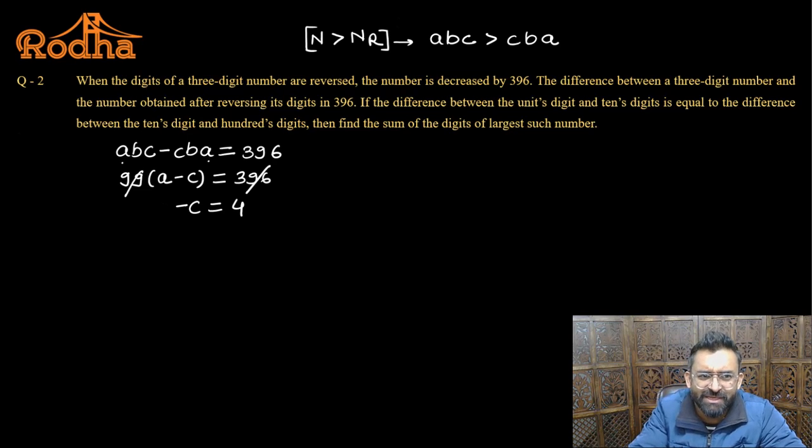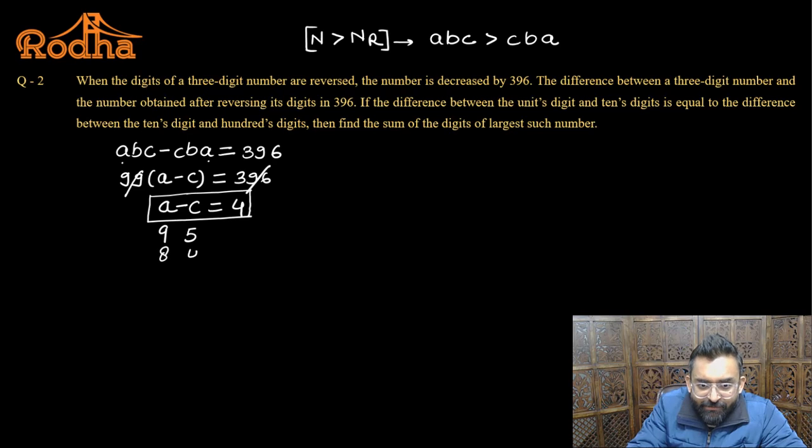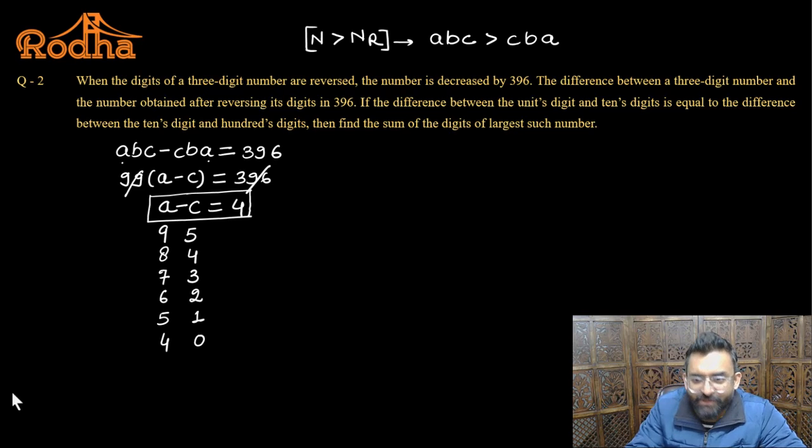This is what we have as of now. In the previous question, A minus C was 5. Here, A minus C is going to be 4. Is that okay? Now, we have to make cases here accordingly. Let's see what possibilities I can generate. If A minus C is 4, A can be 9 with C 5. Sorry, it can be 8 with C 4. It can be 7 with C 3. If A is 6, C is 2. If A is 5, C is 1. If A is 4, C is 0.